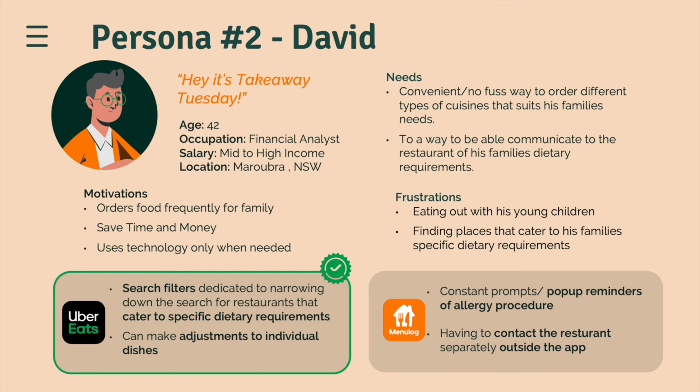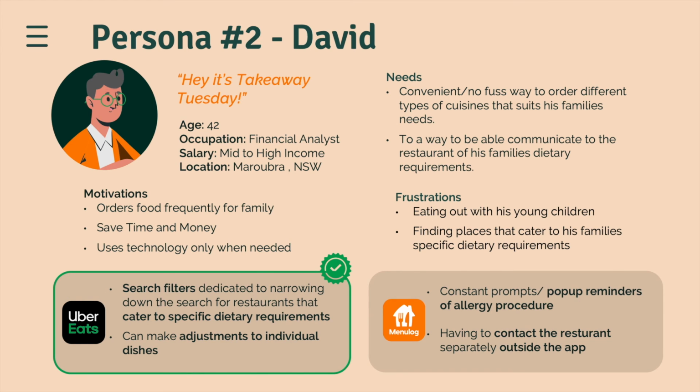The second persona is David, a 43-year-old father of two whose main function when it comes to eating out is trying to find places that will cater towards his children's dietary requirements. Menulog is great for the constant allergy reminders that it provides, especially given one of his children has a peanut allergy. However, having to call outside of the app isn't necessarily ideal. Uber Eats may be better suited in that he is able to directly search for allergy-friendly places using the filter and make ingredient adjustments in-app.